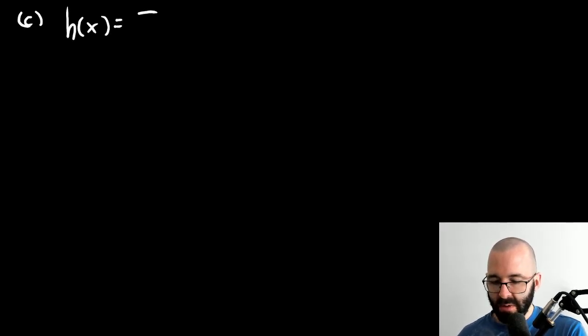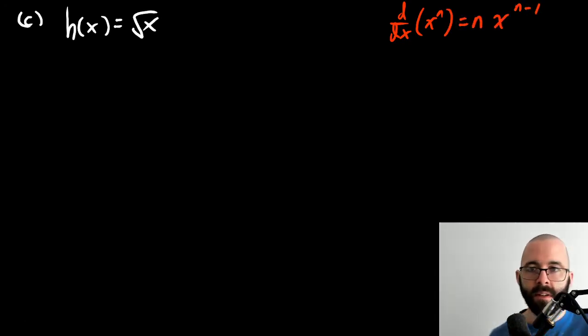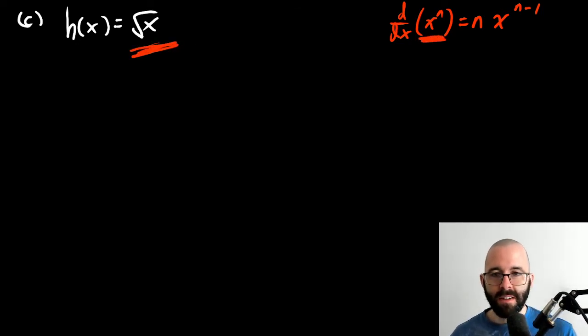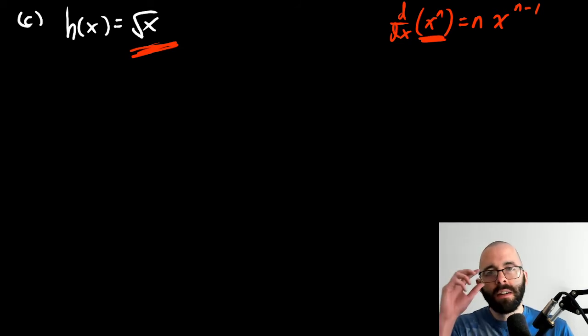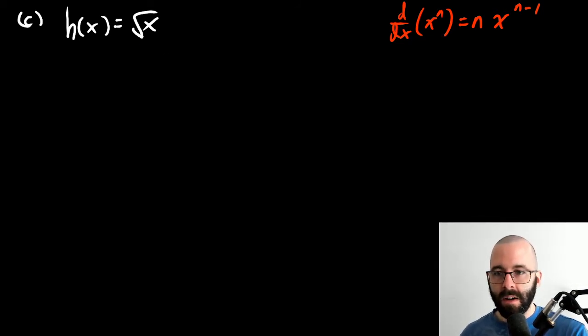Let's do some more. Part C. That's all we're doing in this video. h of x equals the square root of x. And again, we're going to use the power rule, which says that the derivative, I'm just copying this down again so we can refer to it without me having to go to the previous page. And you might say, Jason, we can't use the power rule here. These aren't the same thing. Oh, but they are. Remember, radicals are exponents. This is x to the 1/2 power.